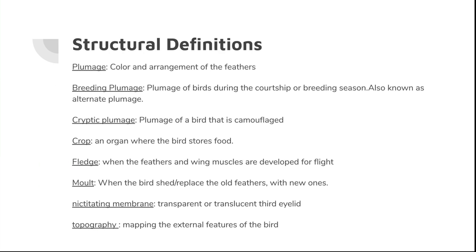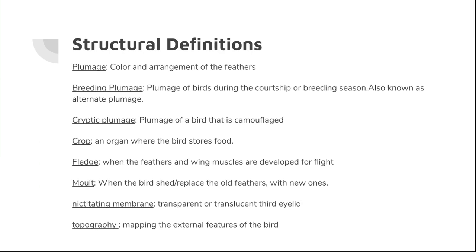Nictitating membrane. This is a transparent or translucent third eyelid. A good example is the peregrine falcon because I'm pretty sure they have 2 nictitating membranes. Don't quote me on that, but I'm pretty sure. And the nictitating membrane helps protect the eye because when they stoop down, a lot of air is pressuring the eye, and the nictitating membranes help with that.